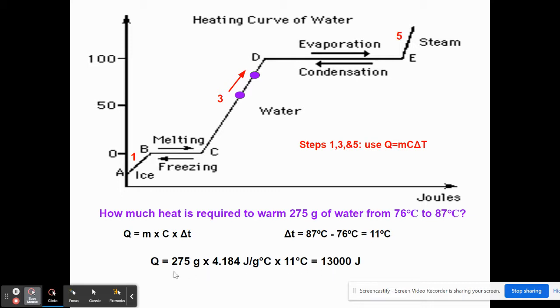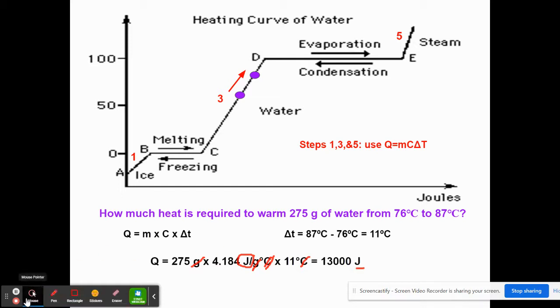And then I want you to notice, when we take all these units, they're canceling out here. So let me get my pen. Since I have grams in two places, grams cancel out. And I have degrees Celsius in two places, degrees Celsius cancel out. There you go. So all I'm left with is joules. So my final unit is going to be in joules. Again, we just rounded to 13,000 joules.